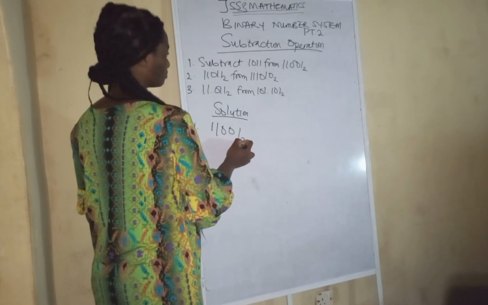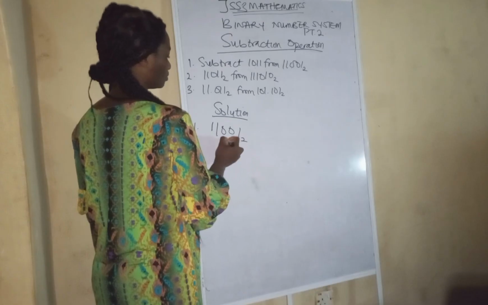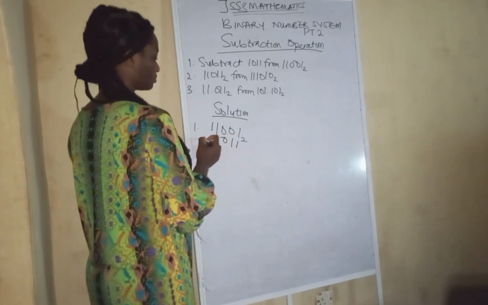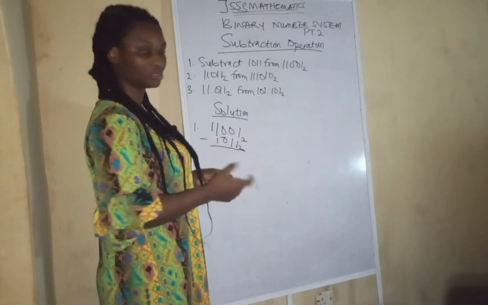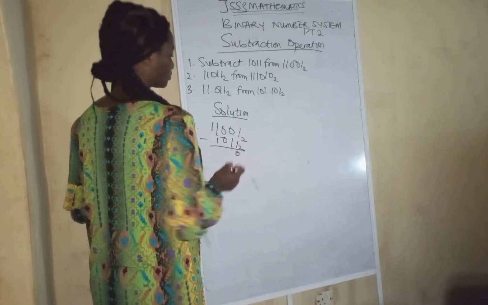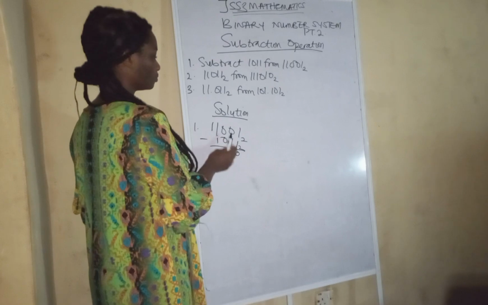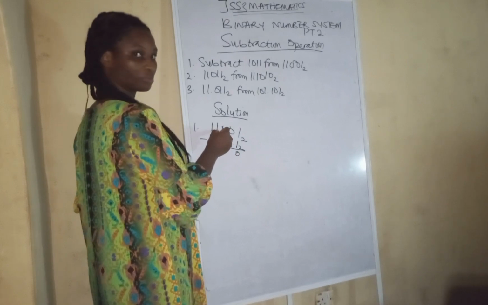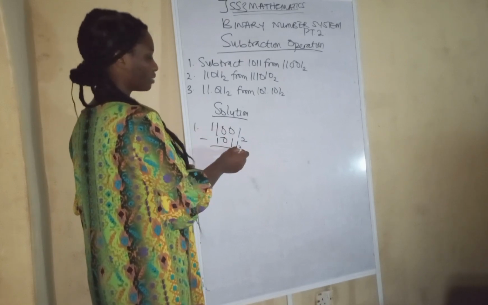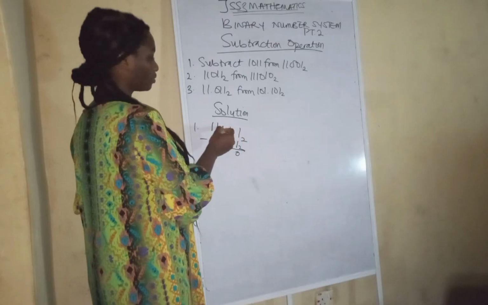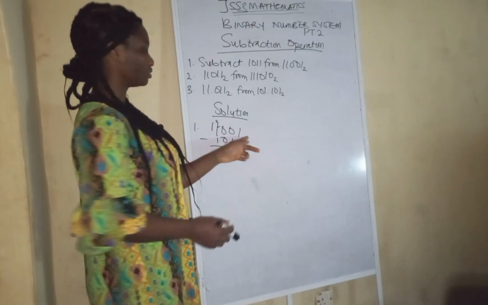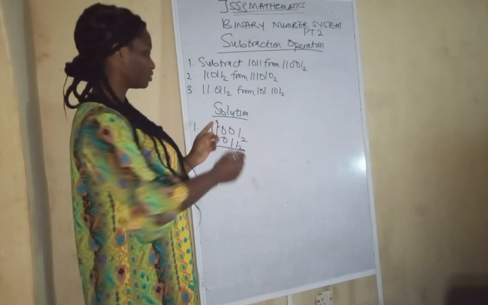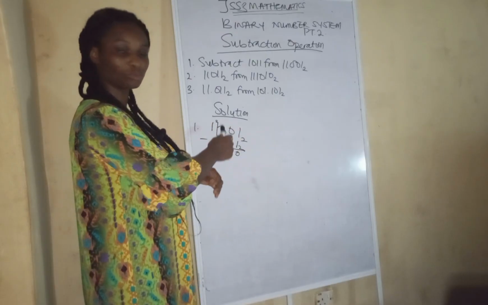So we start from the back. 1, 1, 0, 1. I'm so sure you see the arrangement now. So let's go. 1 minus 1 is 0. Now 0 minus 1 is impossible, so we are going to borrow from here. When you borrow, it will be 2, because it is base 2. It is this 2 you are going to borrow.